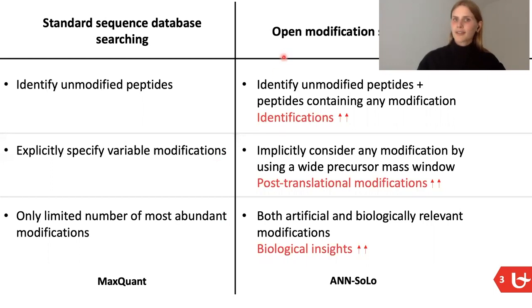With the open modification searching approach, both modified and unmodified peptides are identified. This increases the total number of identifications. Any number of modifications, any type of modification, is considered implicitly because the wide precursor mass window allows a modified peptide to match against an unmodified variant. This increases the total number of modifications and also the variety of modifications that are observed. So not only artificial, but also biologically relevant modifications are identified, revealing biological insights.